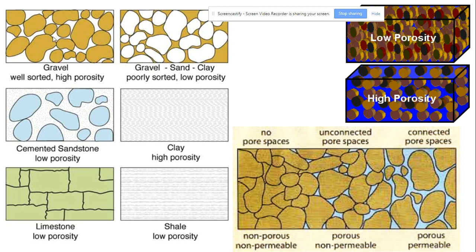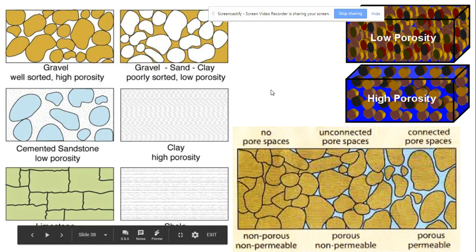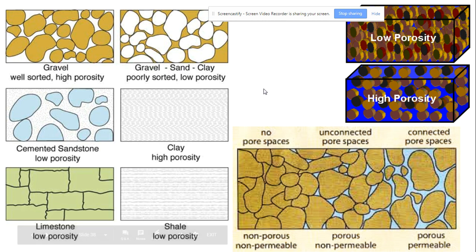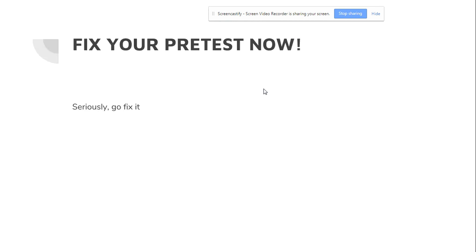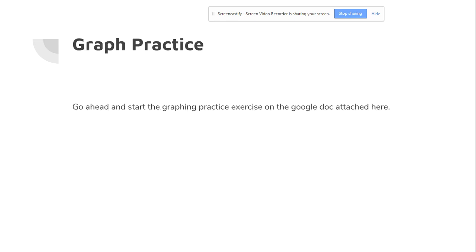All right, so again, just showing you more images that you can use and look at to study and go through the practice. All right, seriously, go fix your pretest right now. Right now. Do not do anything else until you fix your pretest. Fix the answers. This is mom voice. Fix the answers. And then go on to the graph practice and making the chart. But not until you're done fixing your pretest. Okay, good job, guys.